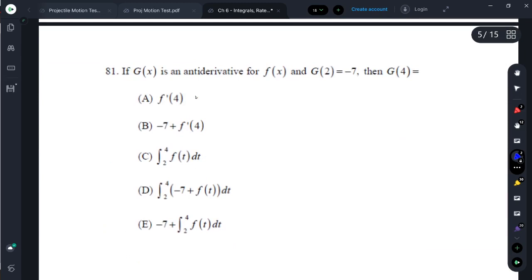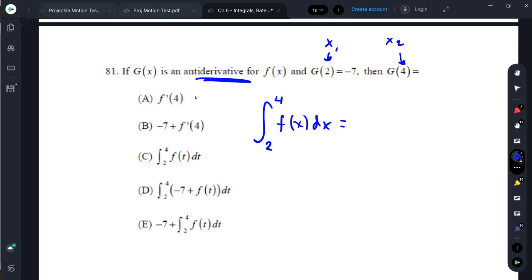All right, next, if g of x is an antiderivative for f of x and g of 2 equals -7, then g of 4 is what? So the way we always want to set this up is when we have these antiderivatives, these are our limits. These are our x1 and our x2. Those are going to be our limits. It's going to be the integral from 2 to 4 of f of x, is going to be equal to, so the antiderivative of f of x is g, so it's going to be equal to big F, which we're calling g, so g of 4 minus g of 2.